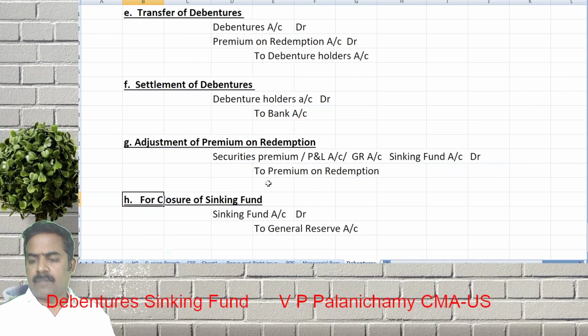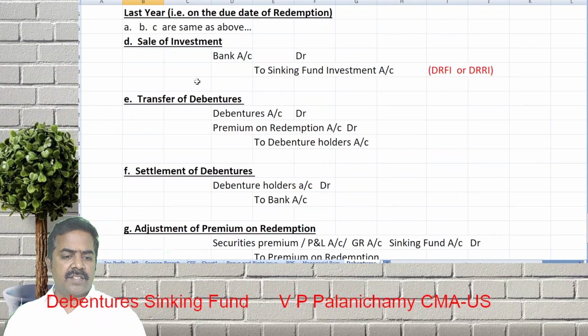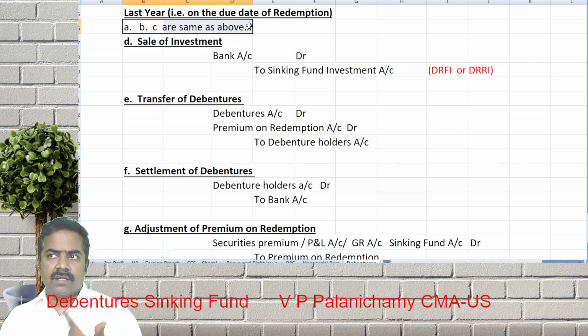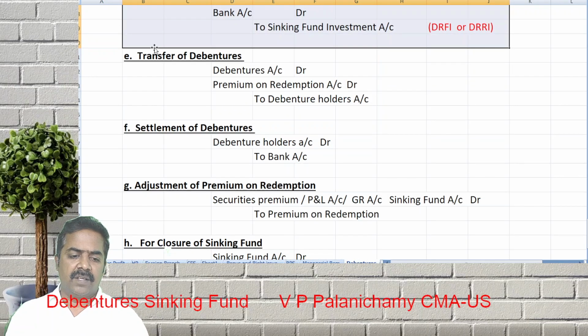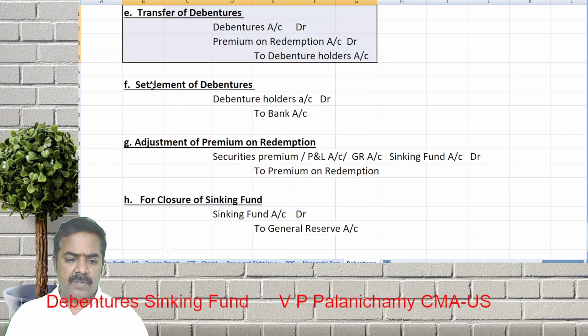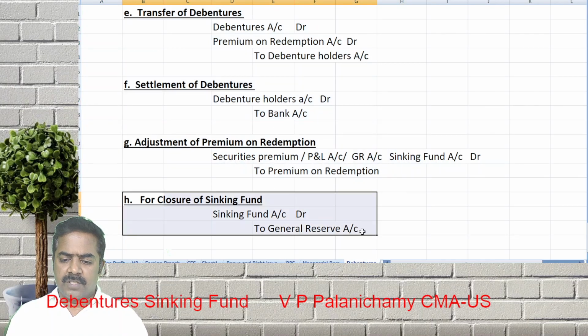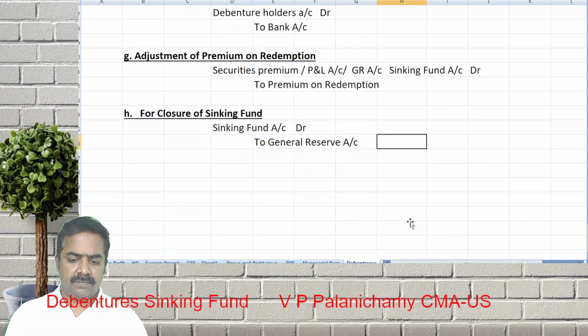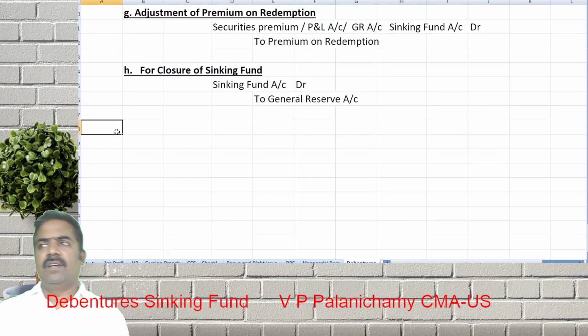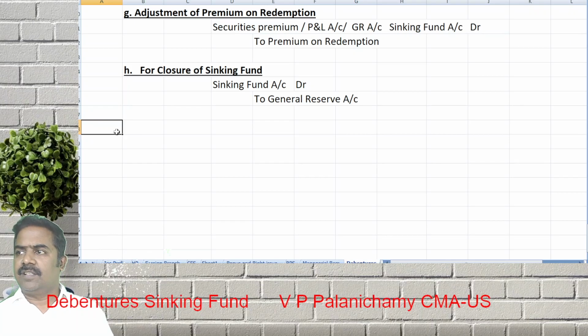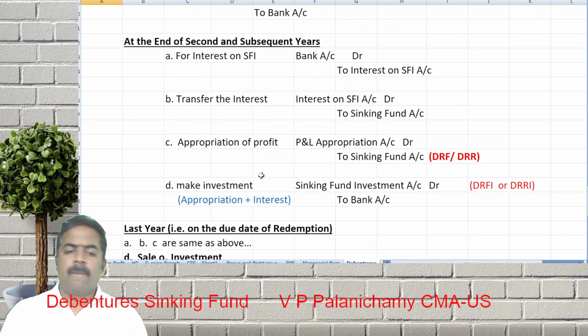Once again, last year, look, what is ABC? Receive interest, transfer interest, then what? Take the money from P&L account, but don't invest. Do sale of investment. Then what do you do? Transfer the money to debenture holders, then settle the debentures, then adjust the premium on redemption, then close which account? Sinking fund account. Shall we? We'll do a problem with 5 years or 4 years working, then we will go for a clubbing of both, own debentures with sinking fund. Shall we proceed? Yes. One more thing.